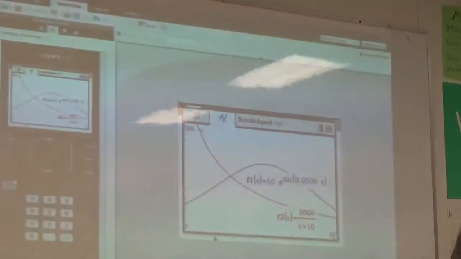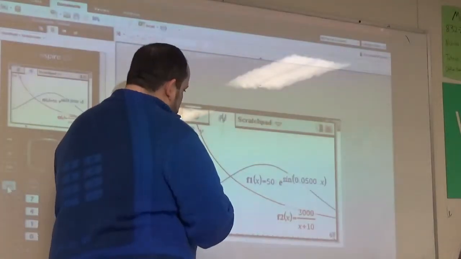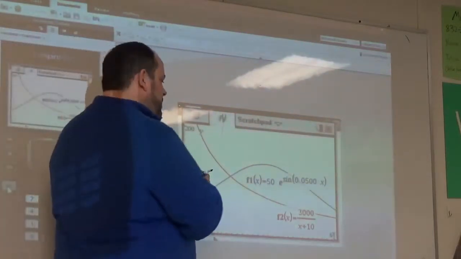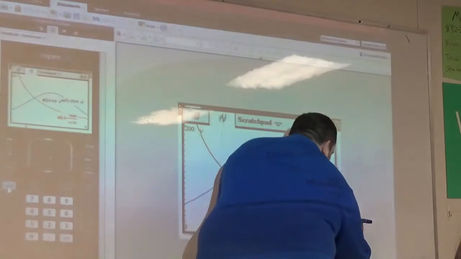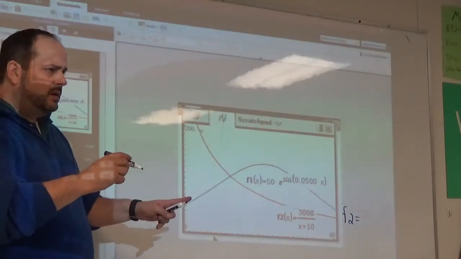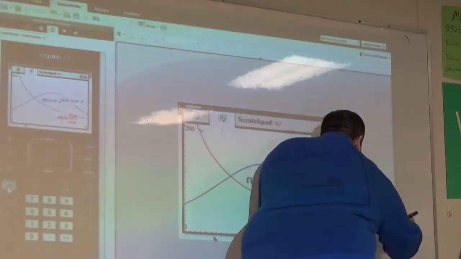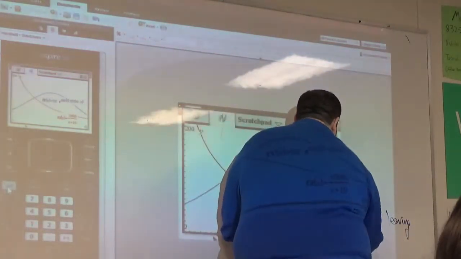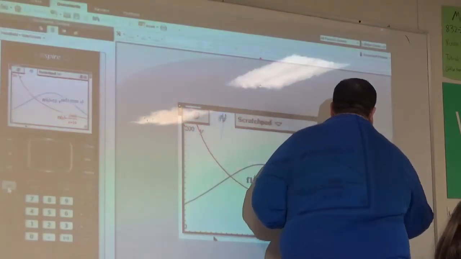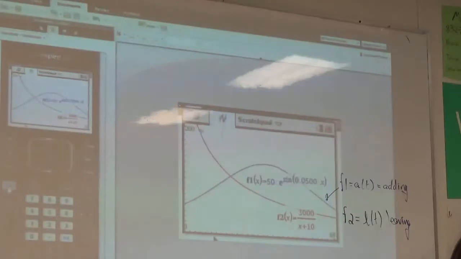So if that's set up, one more strong recommendation I would make for you guys is this. You've got 2 completely different functions. Label them so that you know what you're talking about. So like the red function here, the 3,000 divided by x plus 10, that's f2, but what function name is that really? Is that A or L? L. That's L of t, and the L of t stands for leaving. Okay, so then the blue one, that represents f1, that's A of t, this is water adding. We're going to do a lot of these multiple rate function problems this week, and I want to make sure you're getting set up for success.